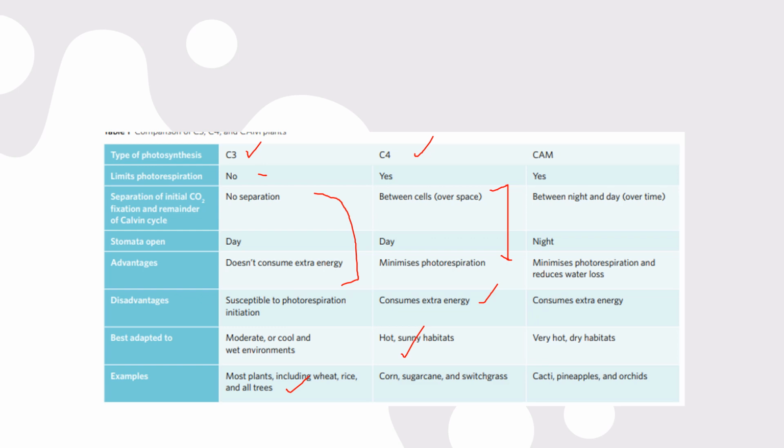And then we have our CAM plants. They have separated their light independent stage over time. The initial carbon fixation step happens at nighttime, where it's a lot cooler. And then the rest of the Calvin cycle happens during the day when the stomata are closed. This again consumes extra energy, but it also minimizes photorespiration and reduces water loss because they are often in very dry, hot habitats.